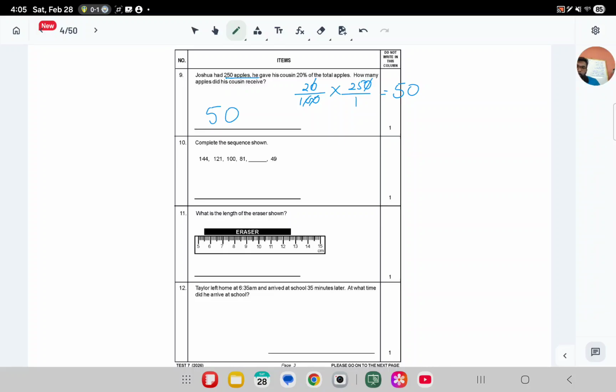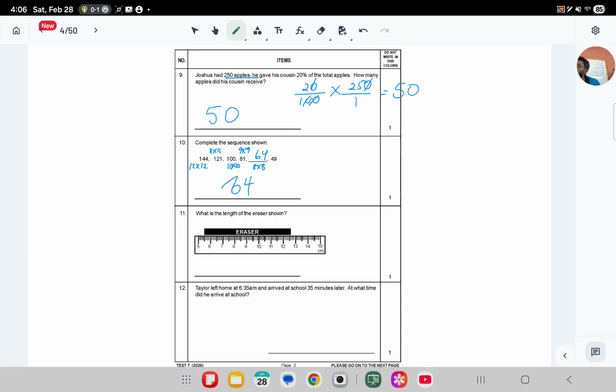Number 10, complete the sequence below. 144, 121, 100. So we realize these are square numbers that are decreasing. So this is 12 by 12, 11 by 11, 10 by 10, 9 by 9. So this will be 8 by 8, which is 64. Alright, 64.